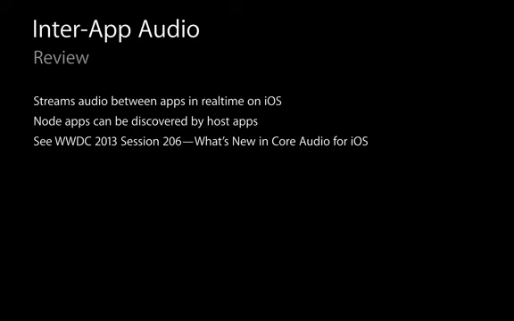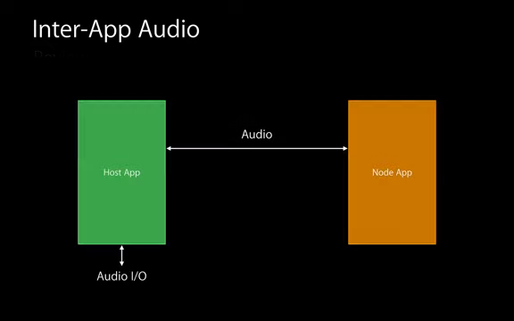Now I'd like to switch over and talk about inter-app audio. For those of you that weren't present last year at WWDC, we had a session talking about this new technology that we released with iOS 7. In review, inter-app audio allows you to stream audio between one or more apps in real time. A host application can discover available Node apps even if they're not running. And please refer to last year's session, What's New in Core Audio, session 206, for further details.